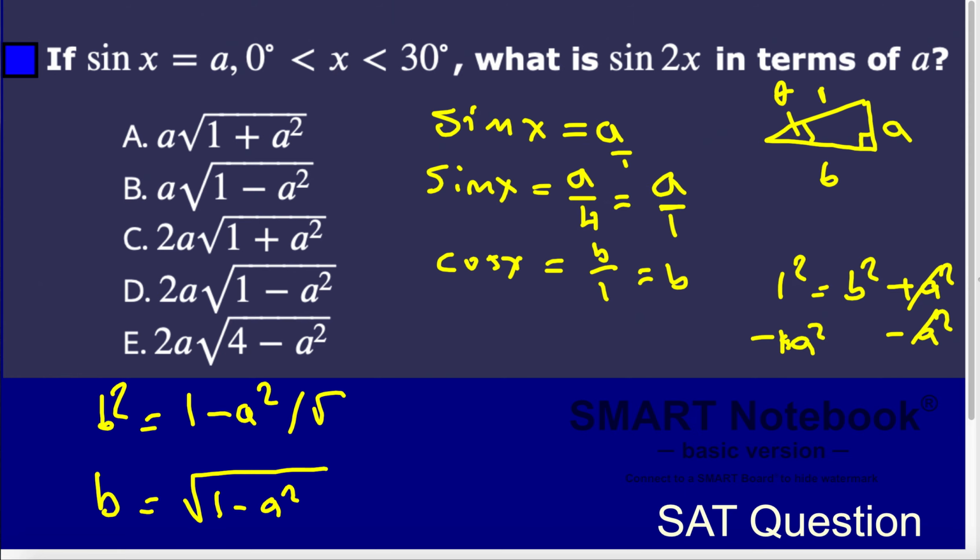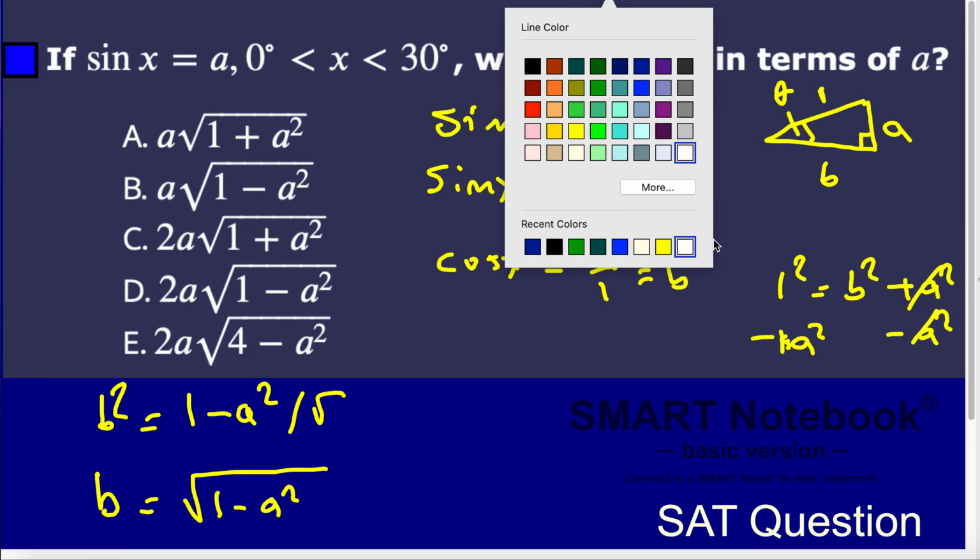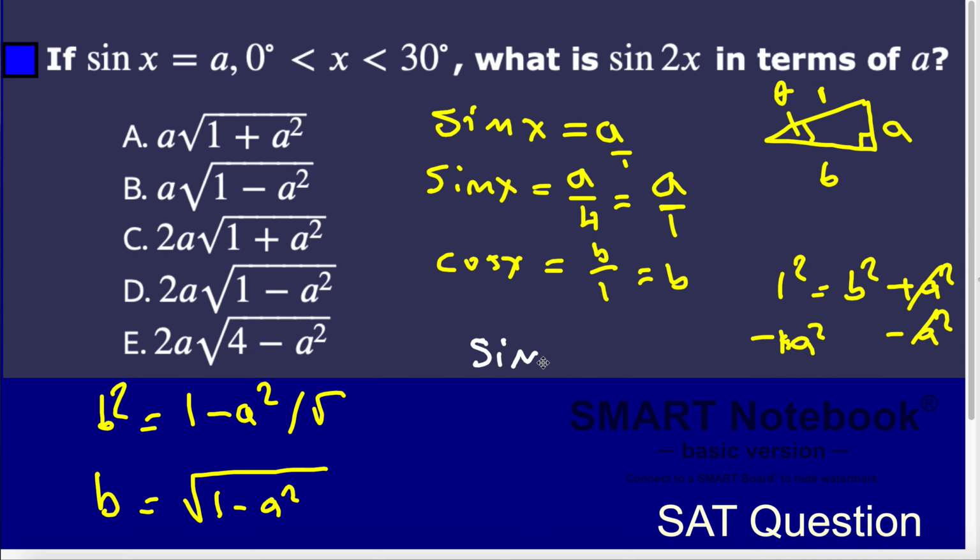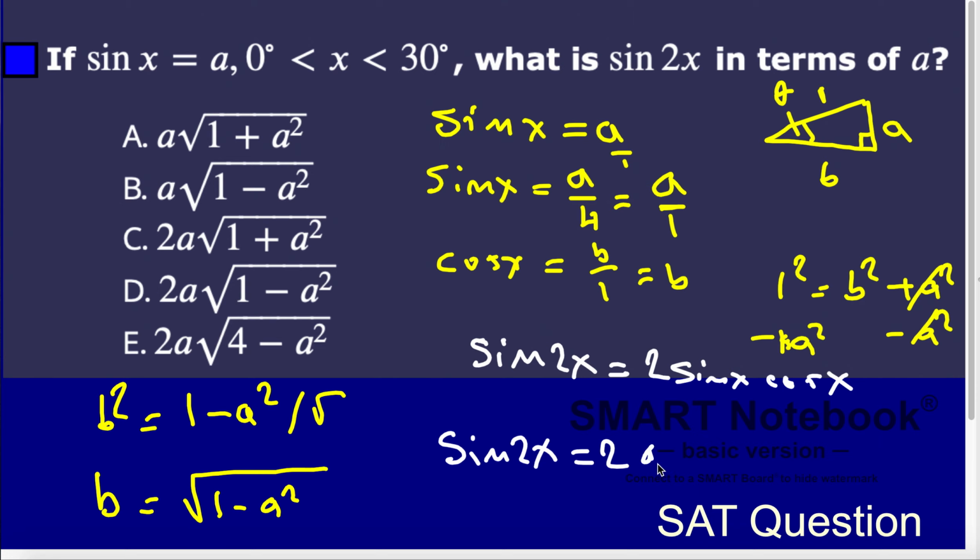One thing we have to mention here: we are looking to find sine 2x. To find sine 2x, we know the trigonometric identity is 2 times sine x times cosine x. So sine 2x is going to be equal to 2, and instead of sine x we plug in a, because we want to find it in terms of a. And instead of cosine x, which is b, because we want to solve in terms of a, this is the square root of 1 minus a squared.